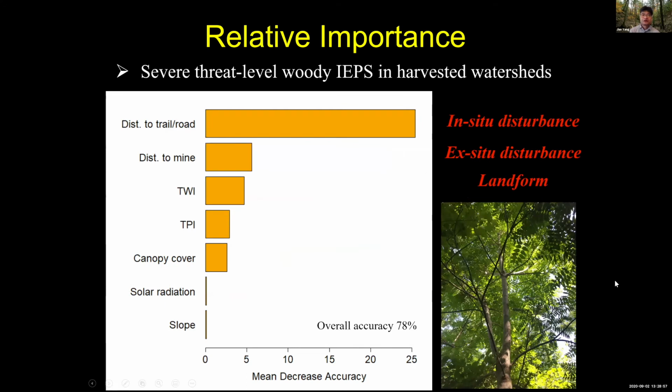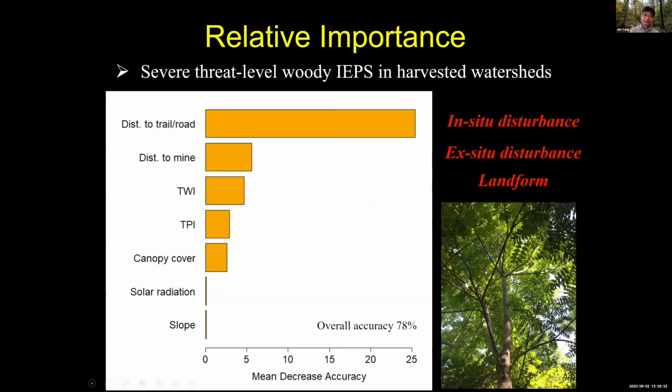But if we just focus on the woody IEPS, for example, the Tree of Heaven and Autumn Olive, then the ranking changes. Distance to skid trail, which is the reflection of the harvest, is the most important one. Distance to the mining becomes the second most important one, followed by TWI. So this is what I call the in-situ and ex-situ disturbance effects.